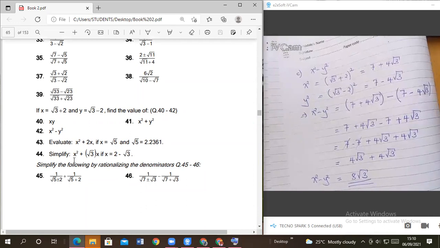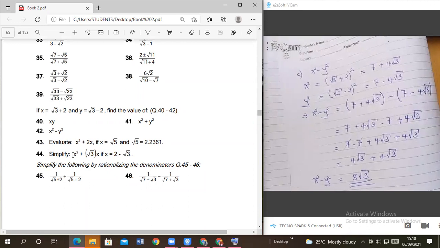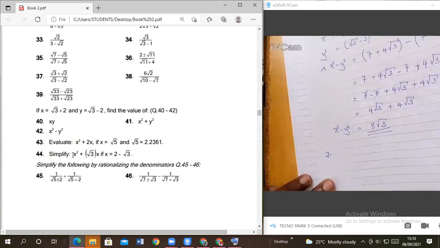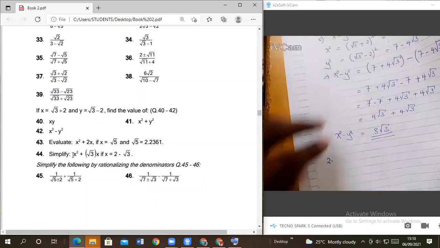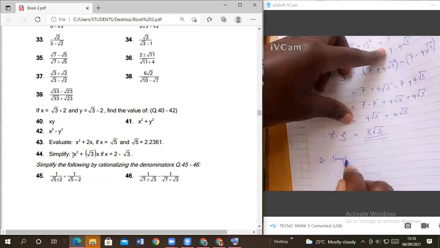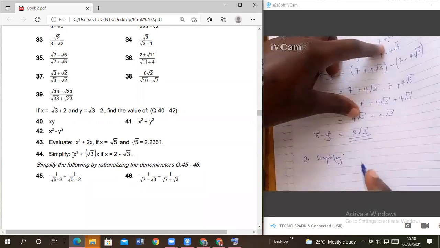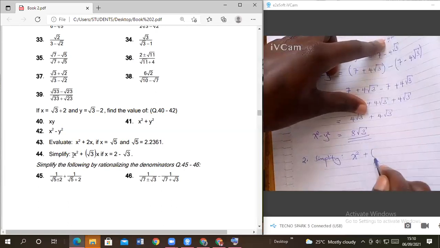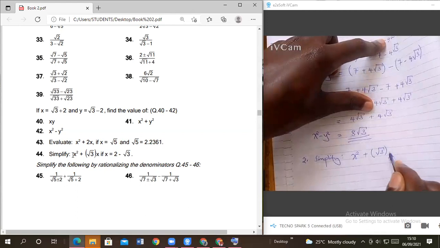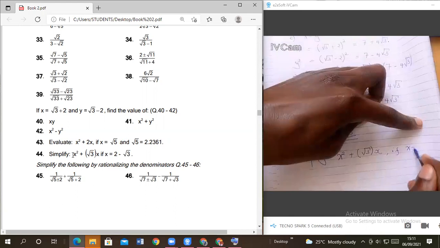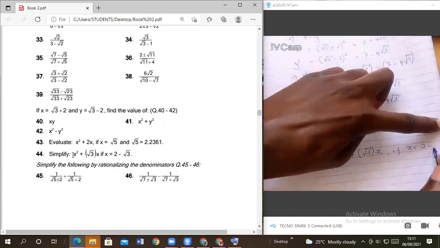I see question number 44. Let's call it example number 2. That question 44 is saying, simplify x squared plus root of 3x if x is equal to 2 minus root of 3.